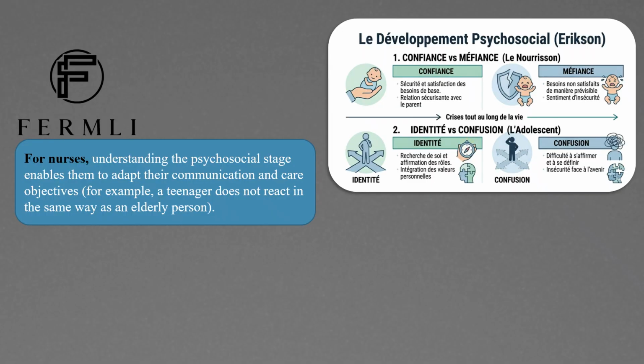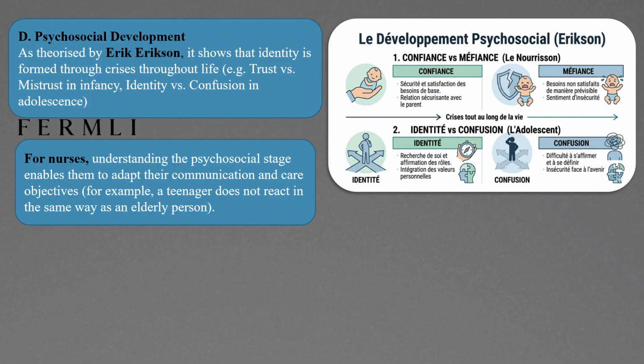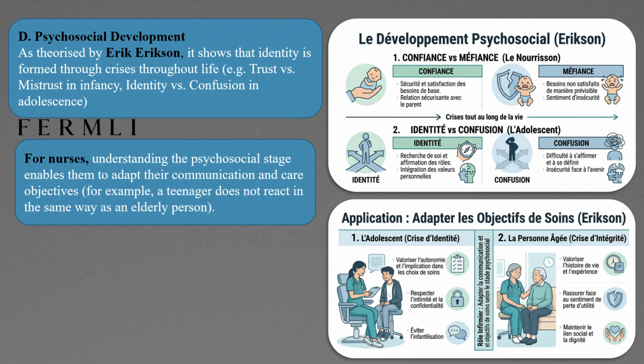For nurses, understanding the psychosocial stage enables them to adapt their communication and care objectives. For example, a teenager does not react in the same way as an elderly person. D. Psychosocial development, as theorized by Erikson. It shows that identity is formed through crises throughout life, e.g. trust versus mistrust in infancy, identity versus confusion in adolescence.